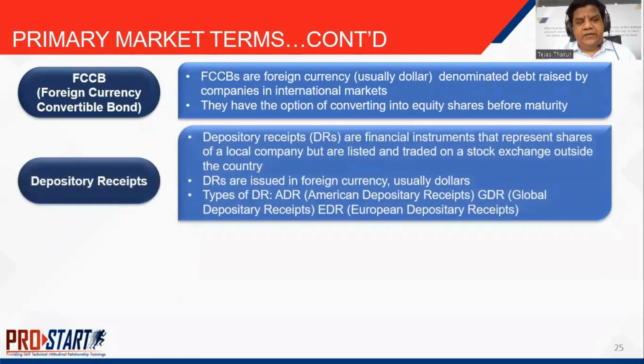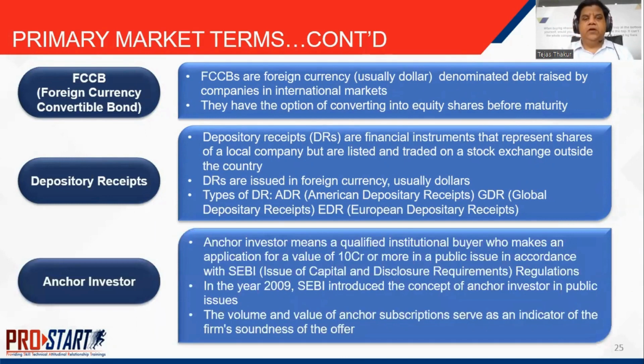Depository receipts. So what is a depository receipt? Financial instruments that represent shares of a local company but are listed and traded on stock exchanges outside India. So whenever an Indian company creates a financial instrument and it is traded on the stock exchange outside the country, that is known as DR. DR is usually issued in the foreign currency, so usually it is dollars. There are 3 types of DRs: ADR, GDR, and EDR. American, Global and European Depository Receipts.